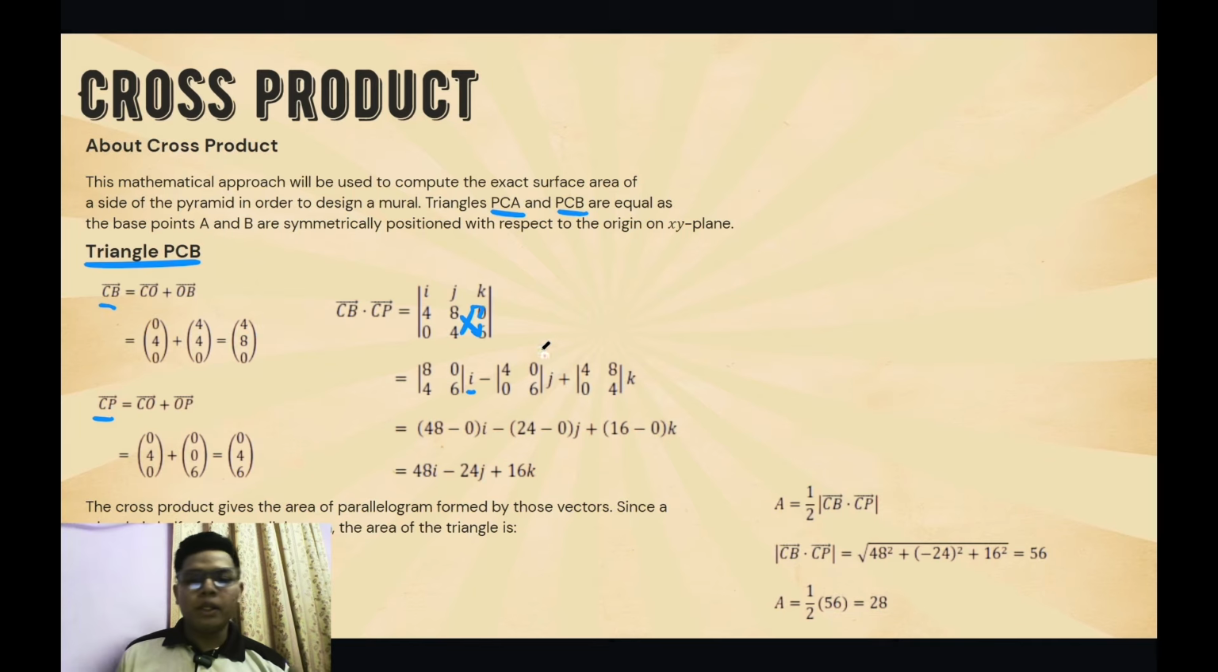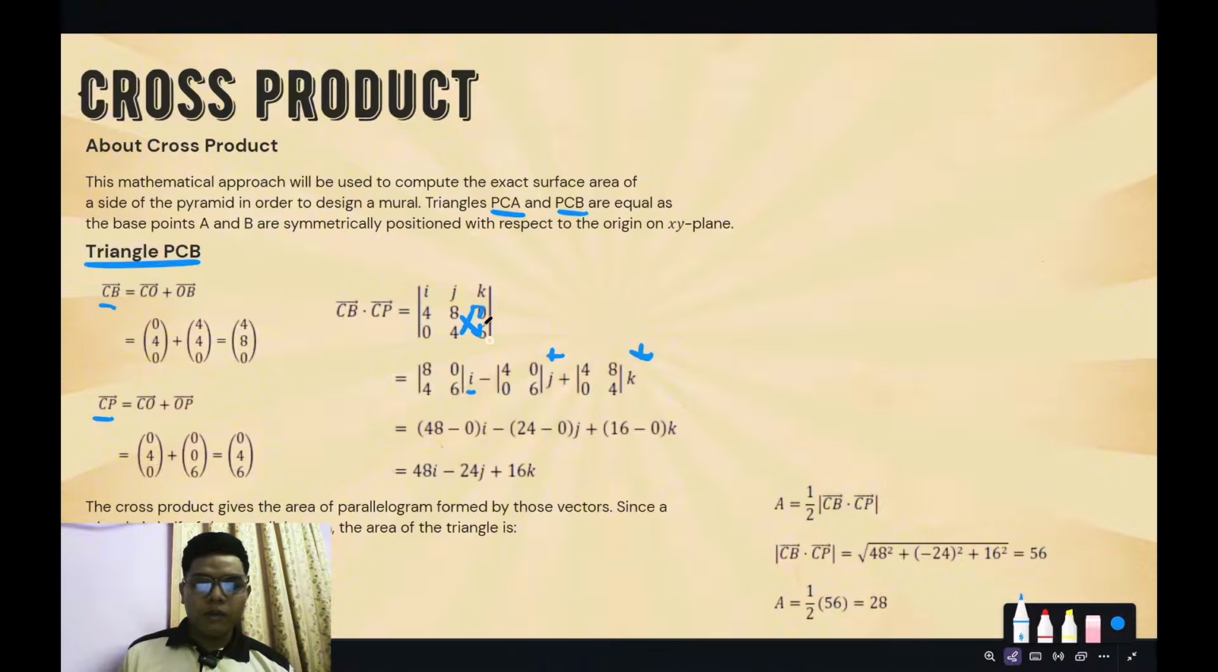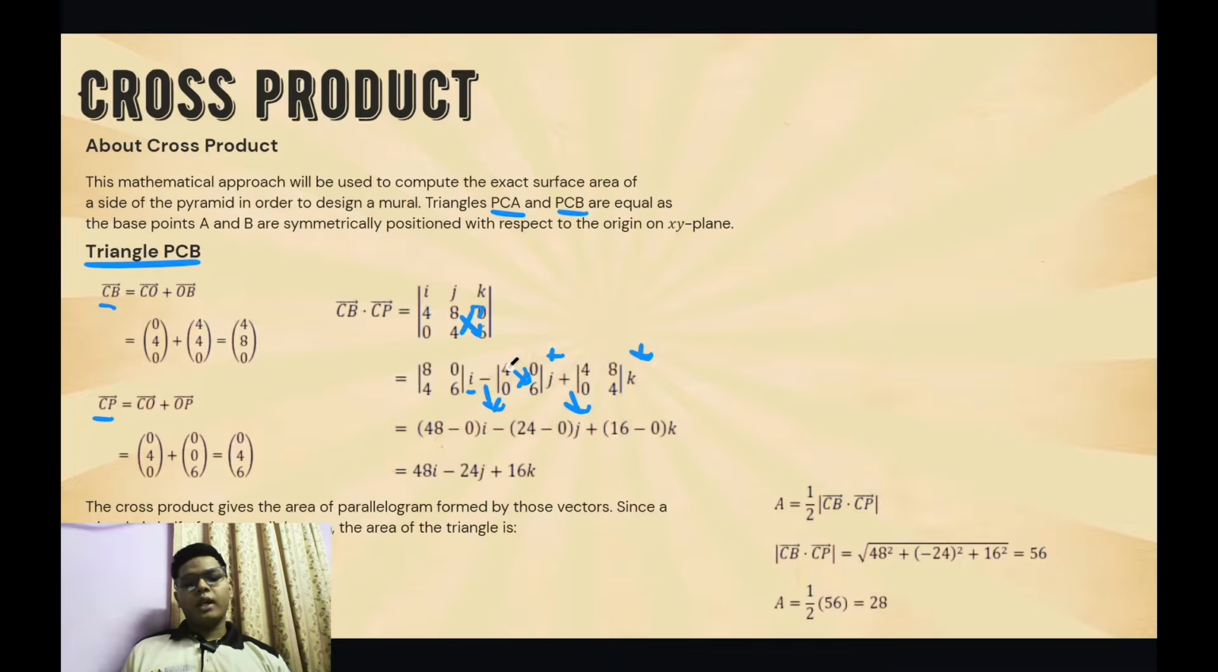And we repeat for j and k. So for j, it is 4 times 0, 4 times 6, and 0 times 0. 4 times 6 is 24, 0 times 0 is 0. 4 times 4 is 16, 0 times 8 is 0. And remember, here is minus, and here is always positive. And we got the cross product for PCB is 48i, negative 24j, and 16k.